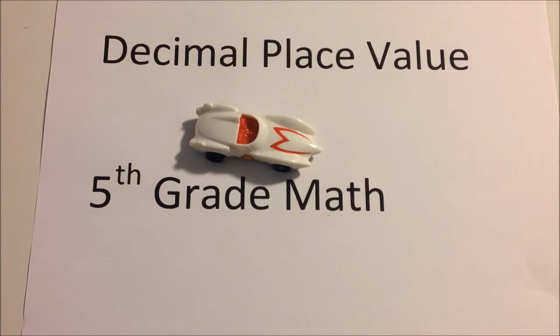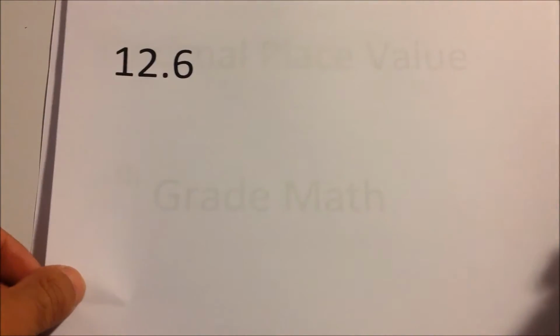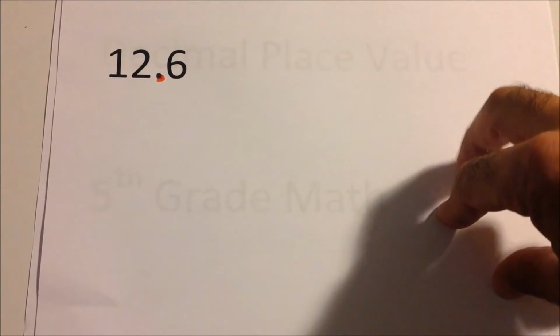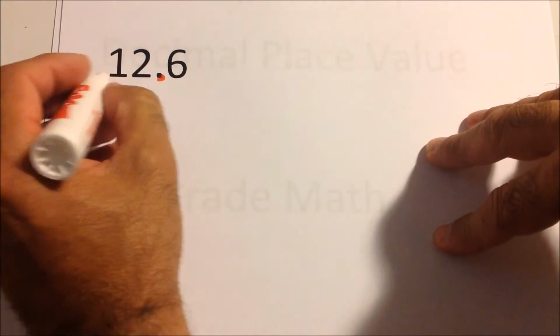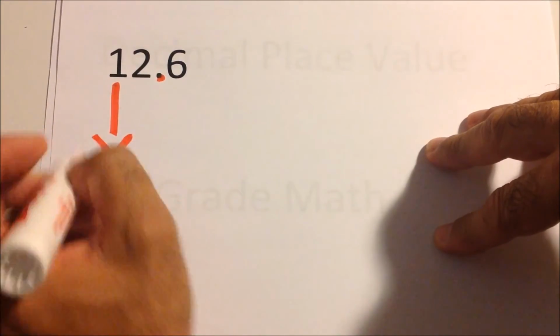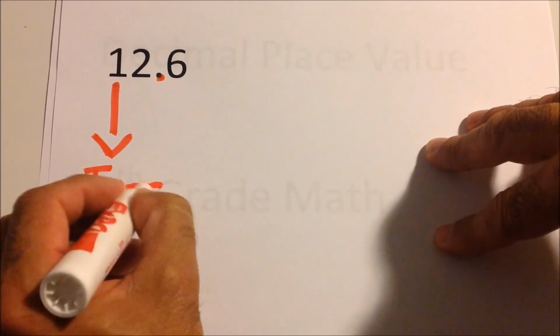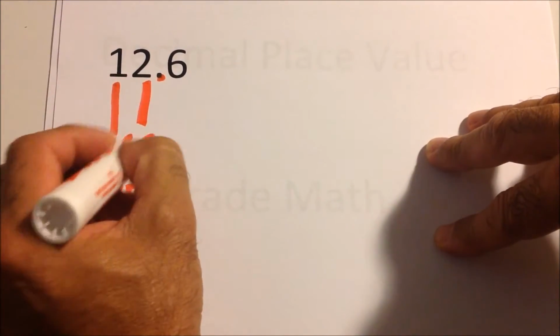Alright, so we know decimals, right? Here's a decimal and a whole number, 12.6. So we have 12.6. 12 is the whole number, and 0.6 is the decimal. So we have place value. The 1, remember, when we did the whole numbers, is in the tens place. And the 2 is in the ones place.